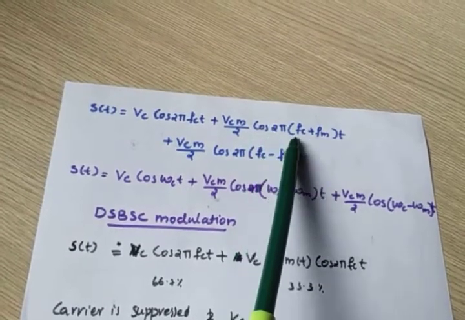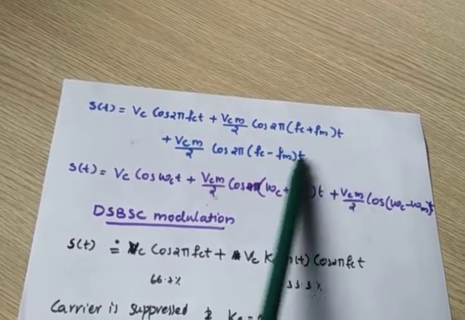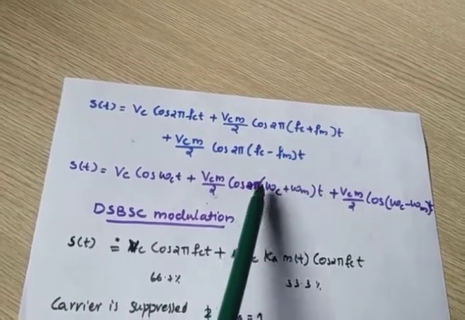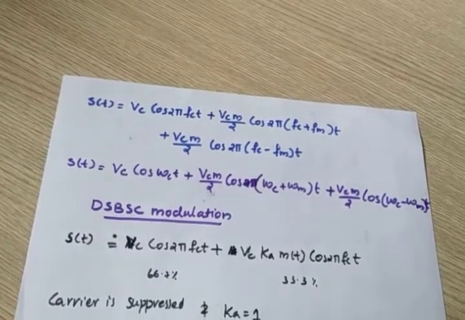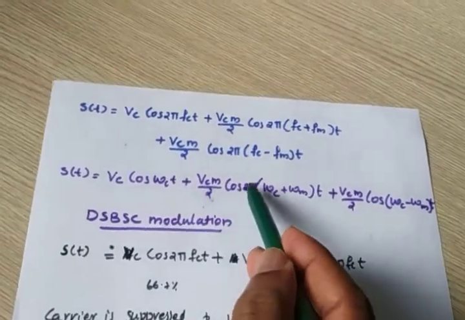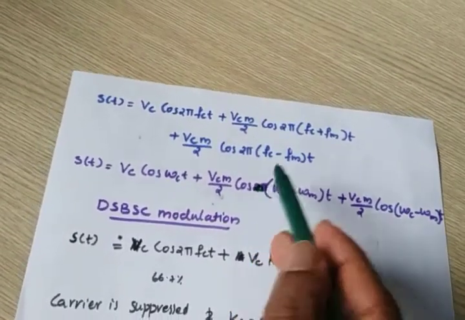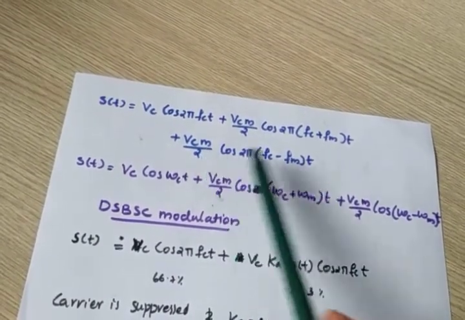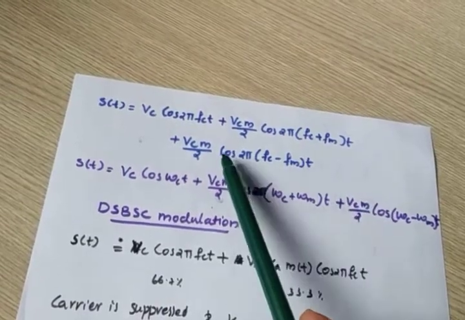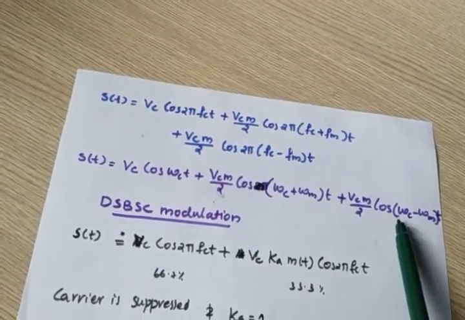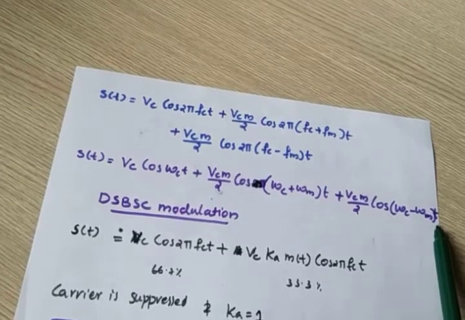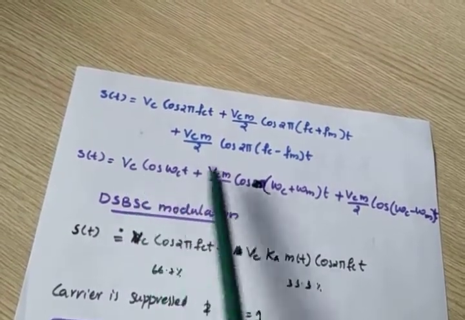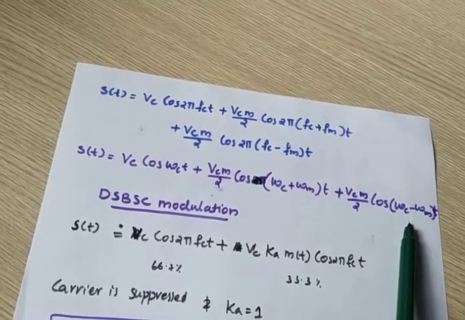So it means Vcm by 2 cos of (omega c plus omega m) t plus Vcm by 2 cos of (omega c minus omega m) t. So this is the general equation. This is the carrier, this is the upper sideband, and this is the lower sideband.